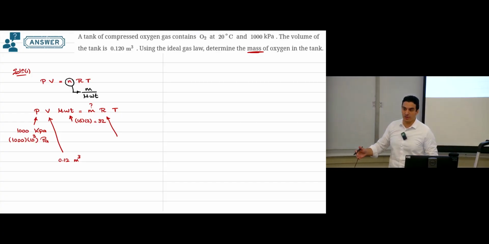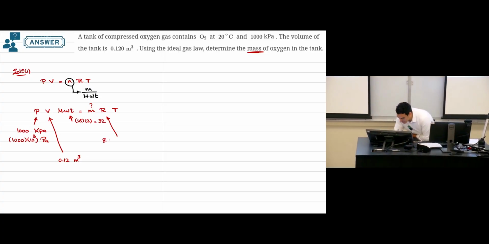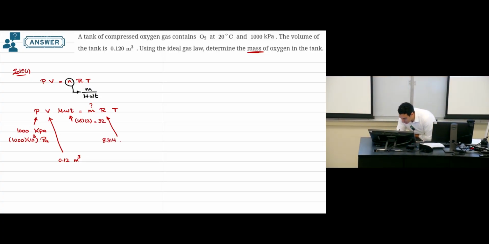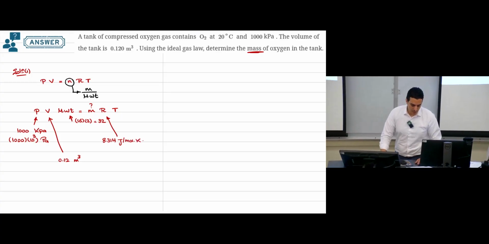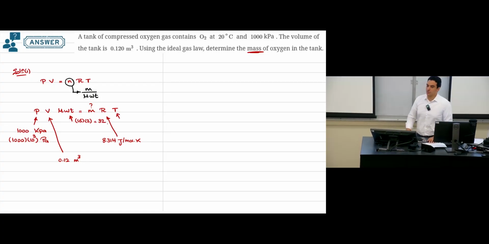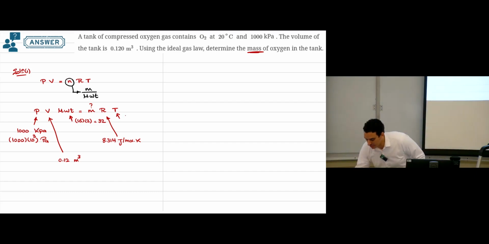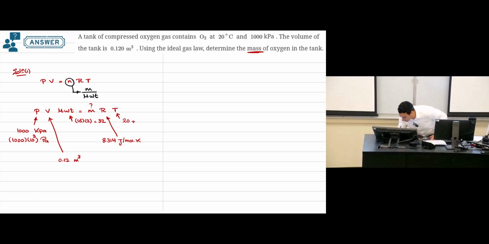So what is the value of R in the SI system? See the previous slide. You will see 4 values. The first one is the one for the SI system, 8.314 joule per mole Kelvin. And then we have the temperature. Temperature here is 20 degrees Celsius. Should we put 20 degrees Celsius? No, we should convert it to Kelvin. So this will be 20 plus 273, which is 293 Kelvin.